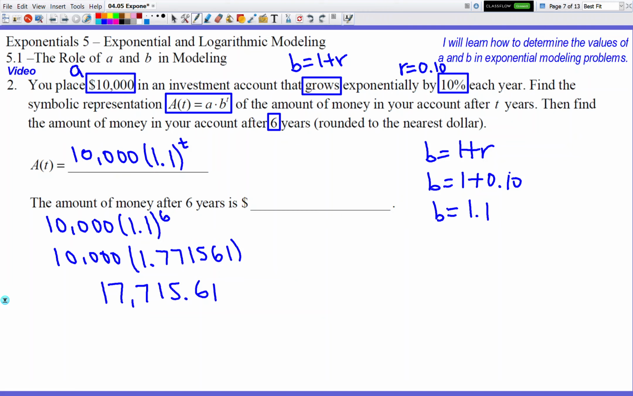So you got to just read the problem carefully, and it says to round to the nearest dollar. Okay, so the nearest dollar is right here, the 5. The 5 is in the spot called the nearest dollar. So you look at the next number right behind it, and you just say, is the 6 strong enough to turn the 5 into a 6? And fortunately this time it is. So your final answer is going to be $17,716. So that's what I can put in that blank as well.